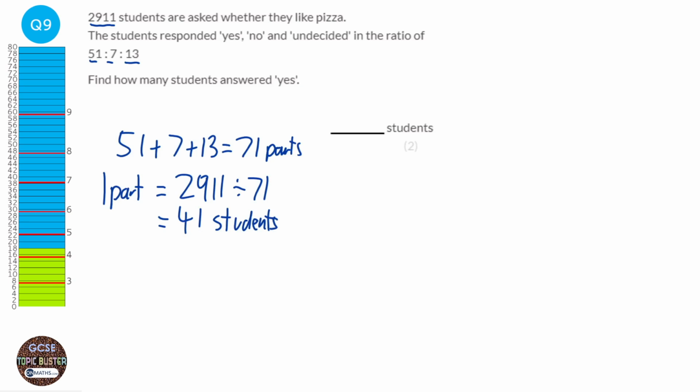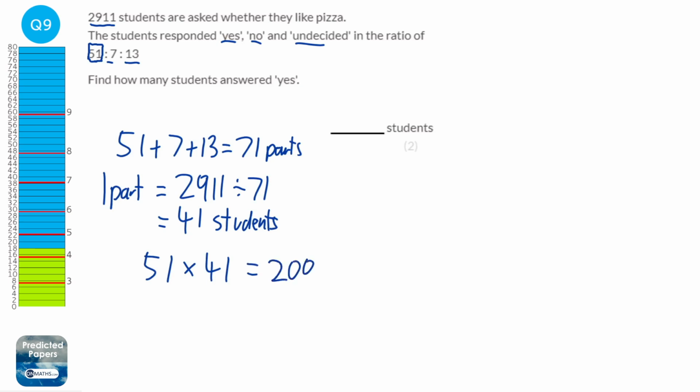Now, because it goes yes, no, undecided, yes will be the 51 there. So it's 51 lots of 41 students. 51 parts with each part representing 41 students. And when you multiply those together, you get 2,091. So our answer is that 2,091 students responded with yes.